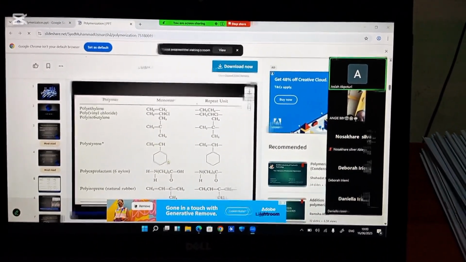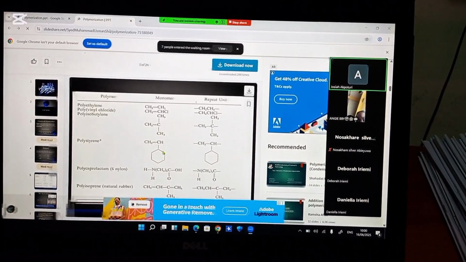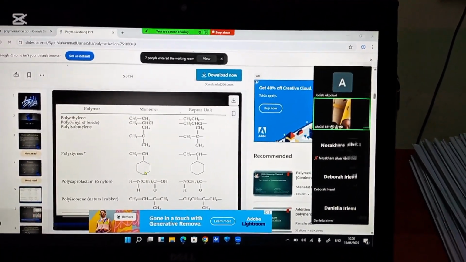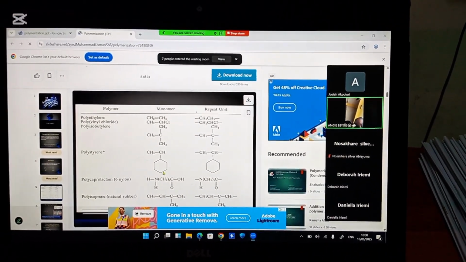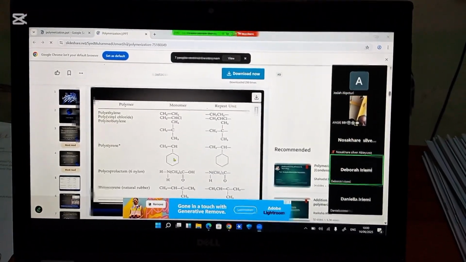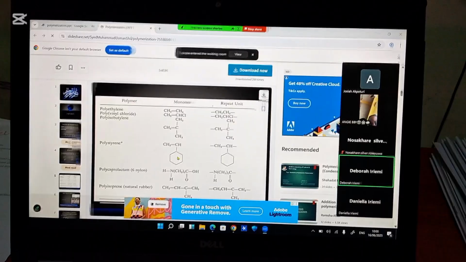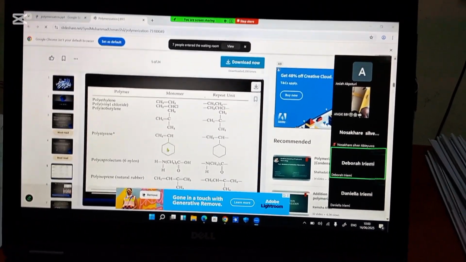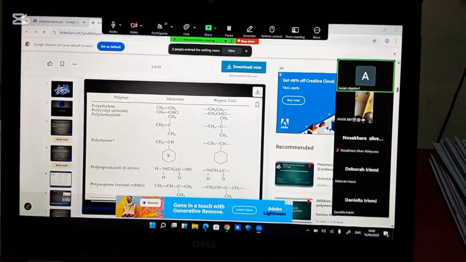This styrene written here is a wrong styrene, hope we know. Because the styrene here is supposed to have a benzene ring. Styrene always has a benzene ring. What is there is cyclohexane, and we don't put cyclohexane as styrene. It is the benzene ring that makes it styrene. So the styrene here is wrong.